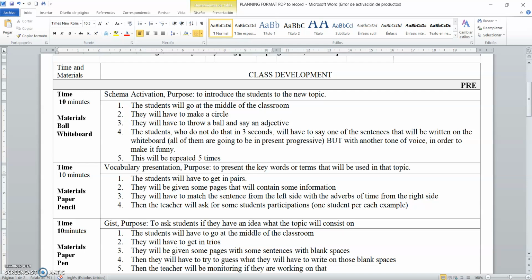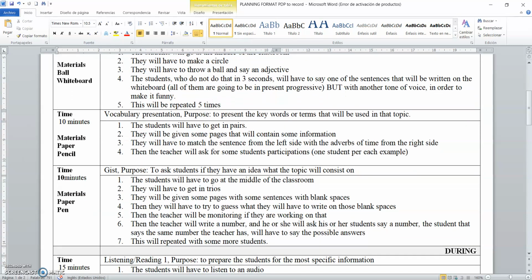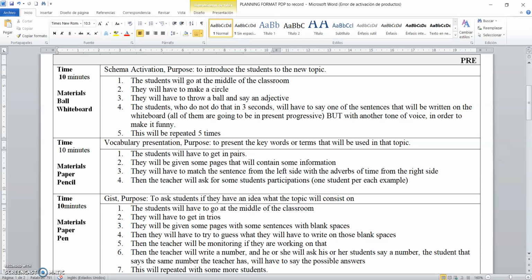And this is going to create an environment that will make them learn a little bit better. This is going to make them wake up somehow, because they are kind of sleepy at the moment of starting a new class. So this is the objective of this activity, and at the same time to introduce the topic.